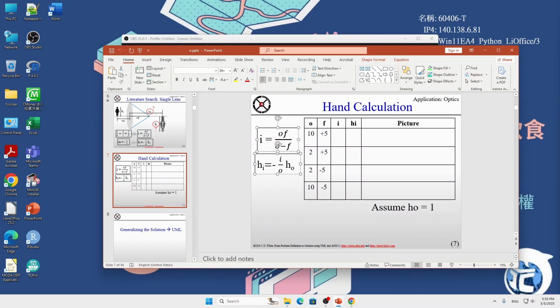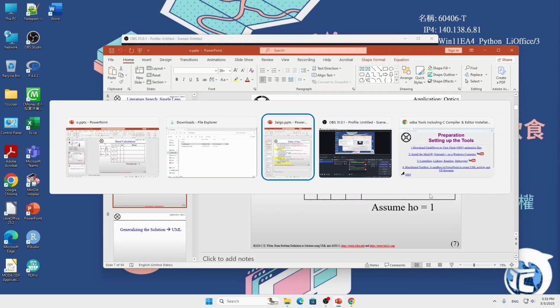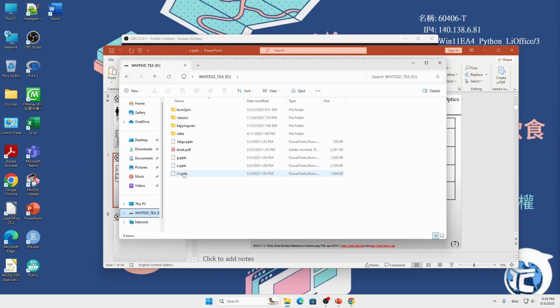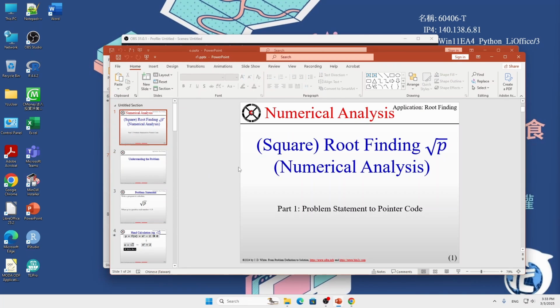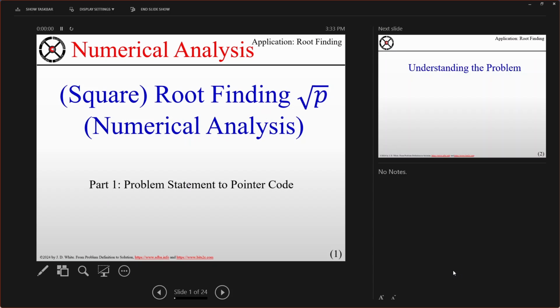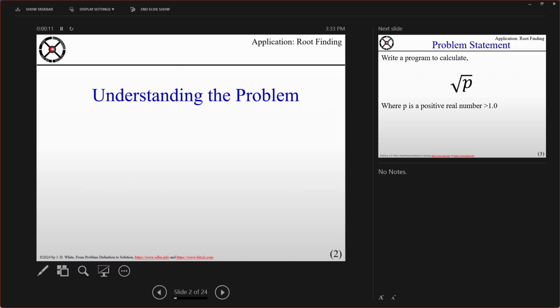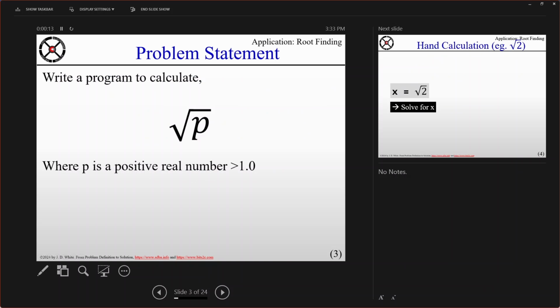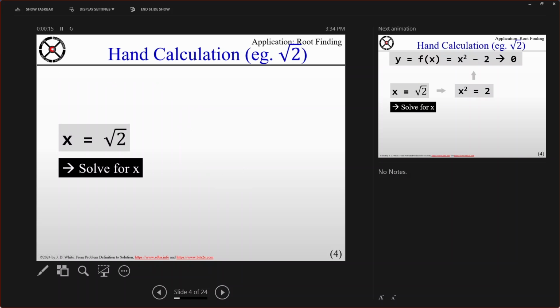Okay, we're going to now move on to numerical analysis. Numerical analysis will be the next one we'll be looking at. So, okay, let's remember that guy. Root finding for p, like the square root of p or the cube root of p, etc. And, okay, we first of all start with our problem. We want to calculate the root of p. And we looked at trying to develop our algorithm.